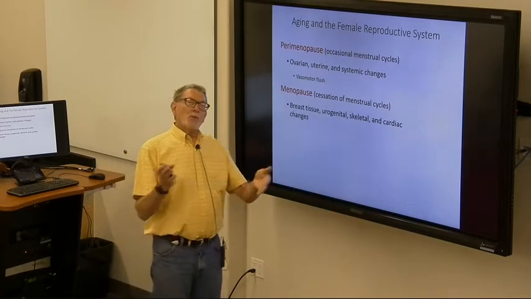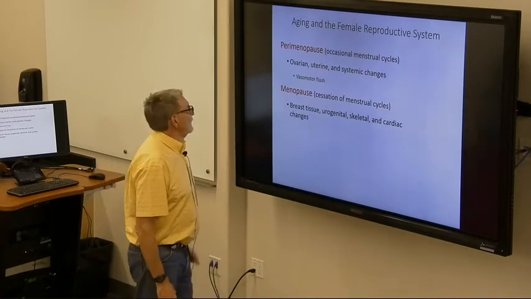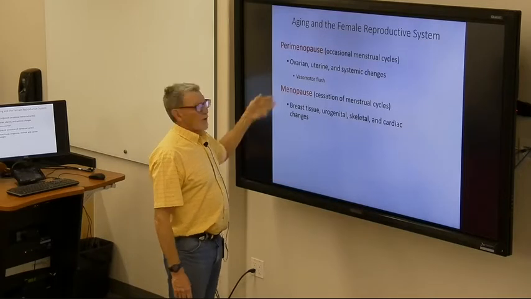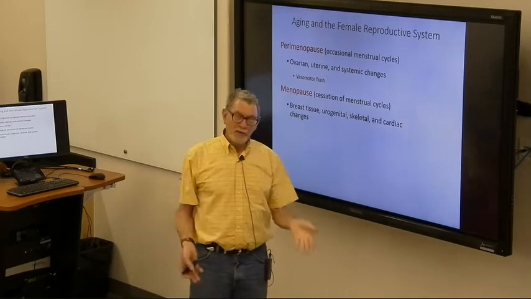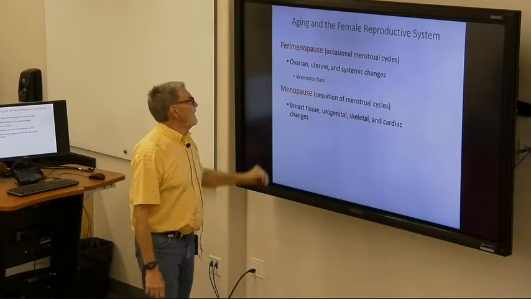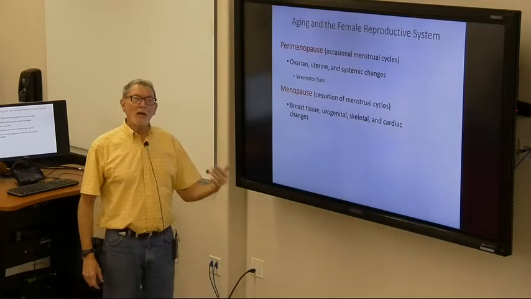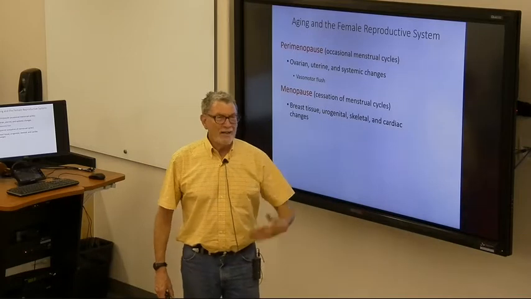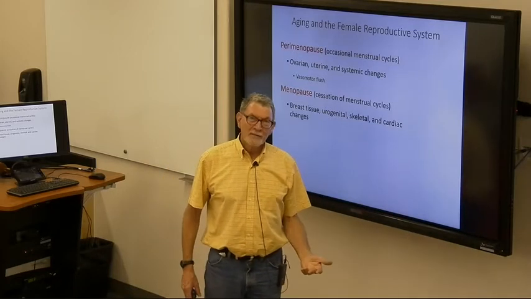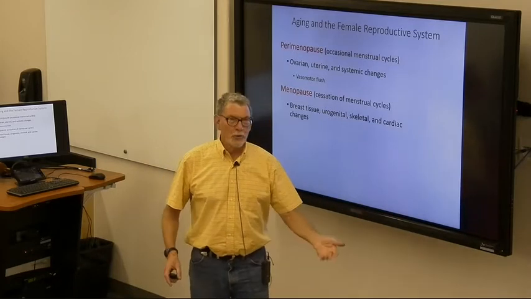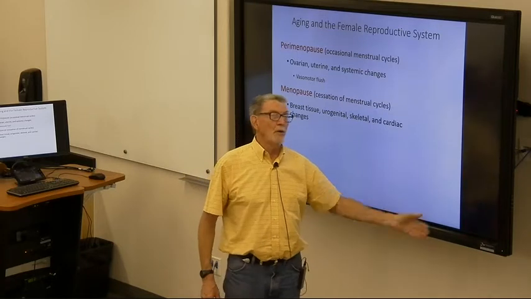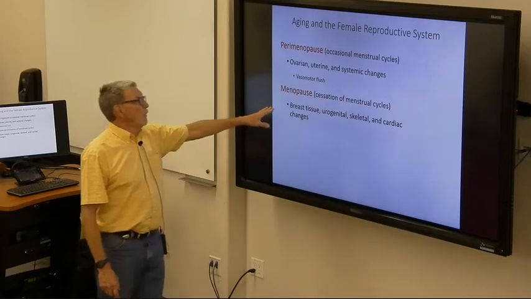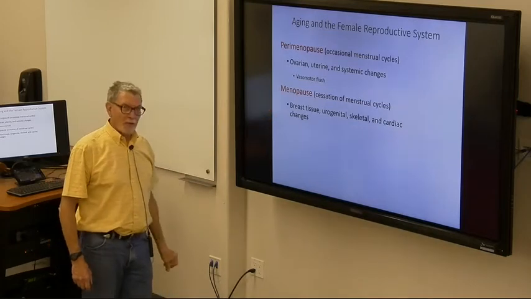Female reproductive aging. At around age 50, anywhere from like 45 to 55, but usually pretty close to 50, perimenopause, you stop having menstrual cycles every month. You might have them sporadically, every other month, every third month, then you'll have a couple, then you won't have one for 6 months, then you might have another one. And then menopause is when they stop altogether.